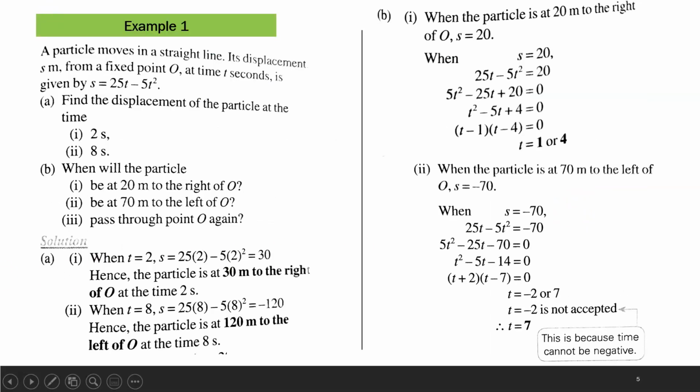Okay, let's see the first example. Okay, a particle moves in a straight line. Its displacement S, m is meter, okay? From a fixed point O at time t seconds is given by S equal to 25t minus 5t square. So, you are given this formula. You dah ada formula untuk displacement tu. So, dia kata dia bergerak daripada fixed point O. Now, you need to find the displacement, cari sesaran of the particle at time 2 second and also 8 second.